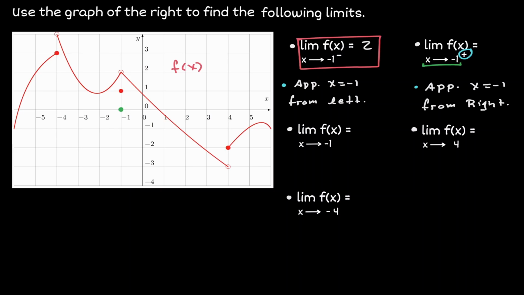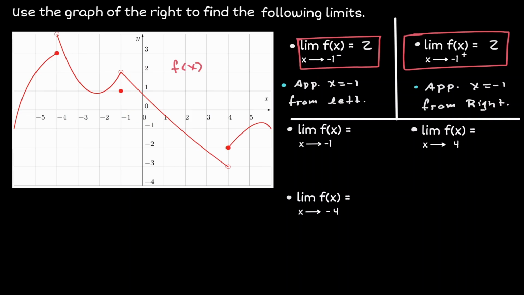So let's use our graph. If we start approaching the value of x equals -1 from the right, and we follow the curvature of this function, notice that the y value that we are approaching is y equals 2. So we have found our second limit.